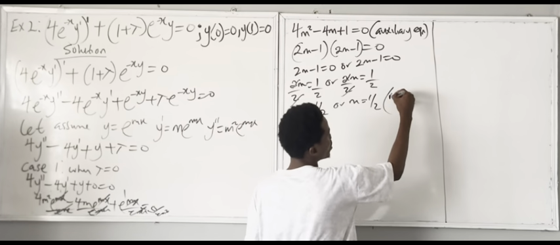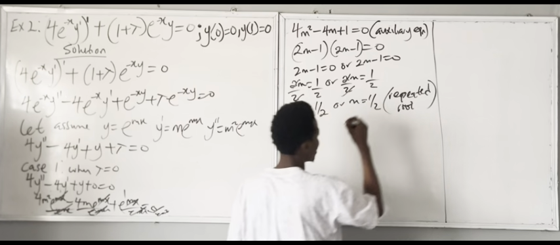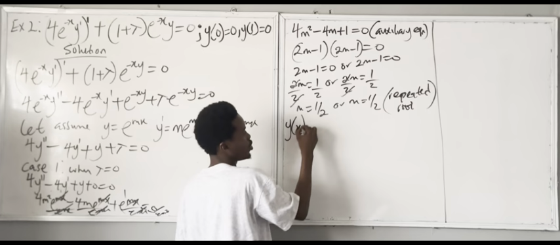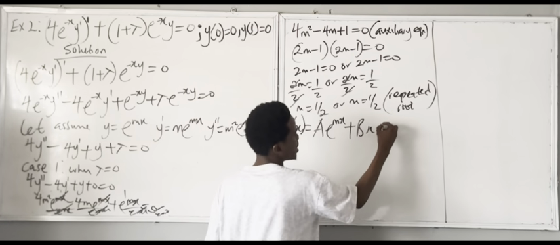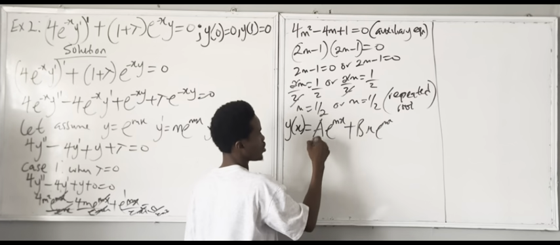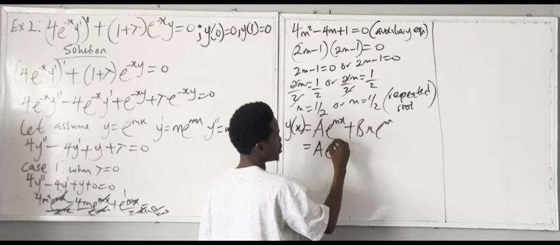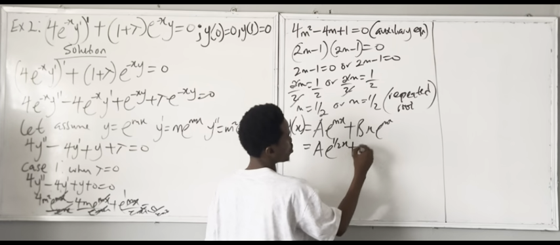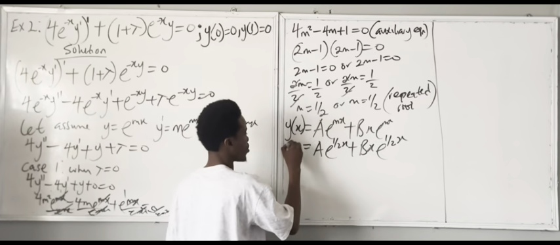You can see that the first m is the same as the second m. This is a repeated root. And when you have a repeated root, the general solution is y of x is equal to a e to the power mx plus b x e to the power mx. So whenever I see m, I put 1 over 2. I'm going to have a e to the power 1 over 2 x plus b x e to the power 1 over 2 x.